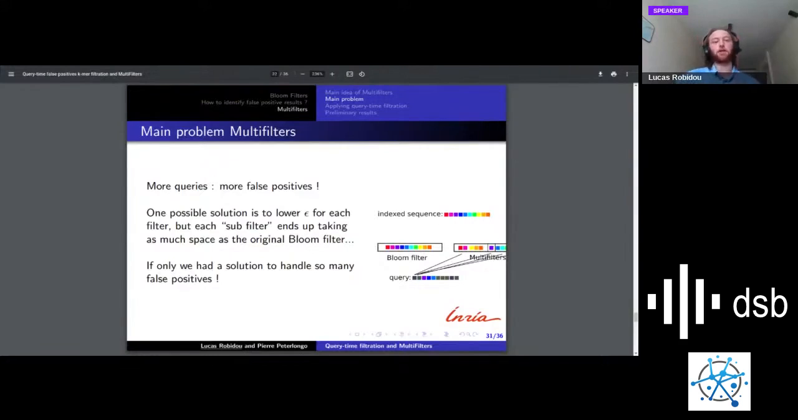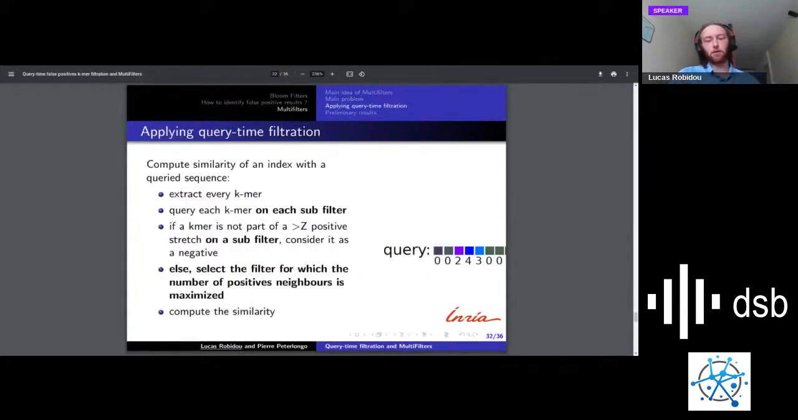Fortunately, we have that solution. It's filtration. So I take that algorithm again. When you want to query your abundance, you extract every kmer. You query each kmer with each one of those sub-Bloom filters. If a kmer is not part of a Z-positive stretch on at least one sub-Bloom filter, you consider it as a negative and you filter it out.